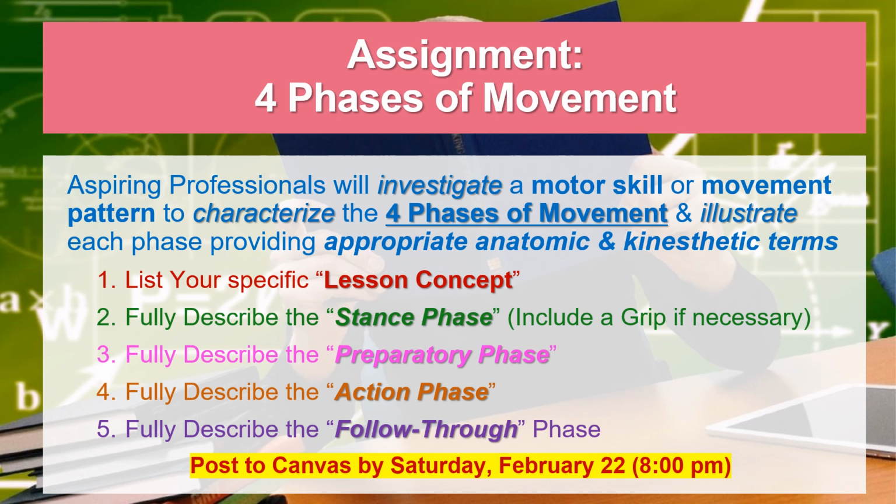So number 1, list your specific lesson concept. And then numbers 2, 3, 4, and 5 are going to be breaking down the different phases. So you're going to fully describe the stance phase, and you'll include the grip if there's a grip. Like I explained previously, you need to explain where the head and eyes are, if the chin tucks, what the shoulders do, what the arms do, if different arms do different things, if there's a lead arm, a trail arm, a lead leg, a trail leg. Go all the way down the body in the stance phase: are the knees bent, at a 90-degree angle, are the hips pointing towards a specific object? What are the toes? What are the knees like?